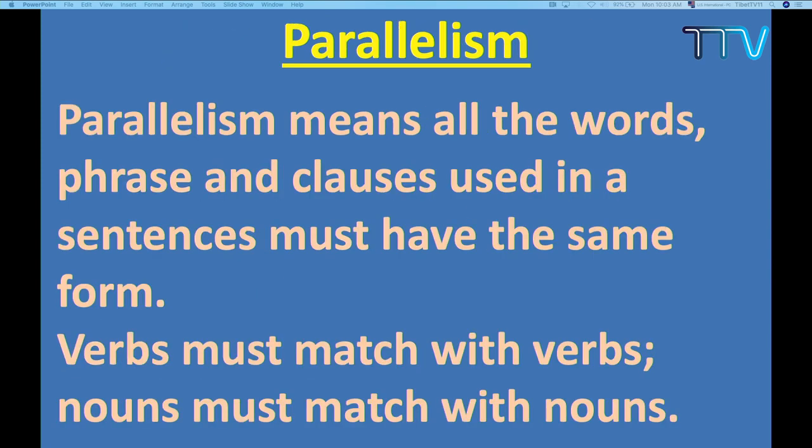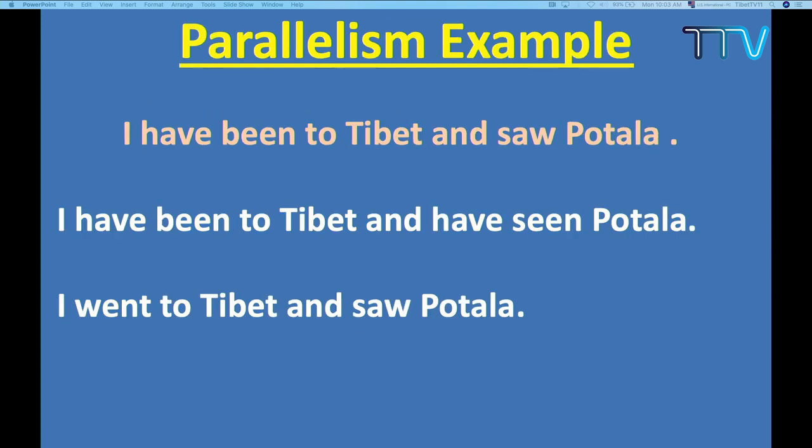The second one is parallelism. What is parallelism? Parallelism means all the words, phrases, and clauses used in a sentence must have the same form. Verb must match with verb, noun must match with noun. If there is a noun form, you have to write the same noun form. If there is another form, you have to write that form. If I give you an example, it will make it very clear.